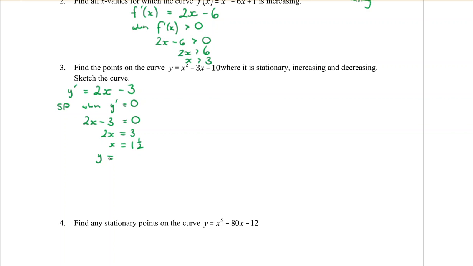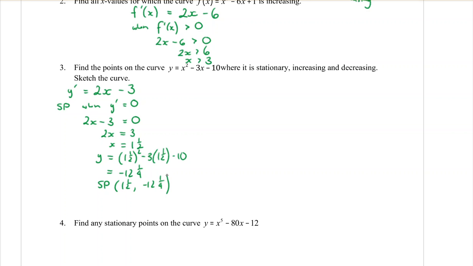I want to find this as a point on my curve, which means I have to sub that 1.5 back into my original equation for y equals. Okay, so y equals 1.5 squared minus 3 times 1.5 minus 10. And has anyone done it? Cool. So I have got a stationary point at 1.5 was the x value, and minus 12.25 for the y value.